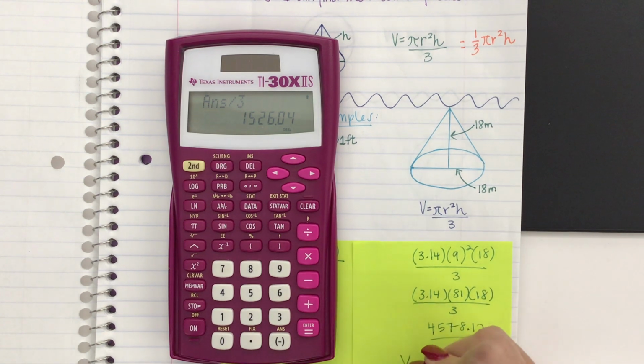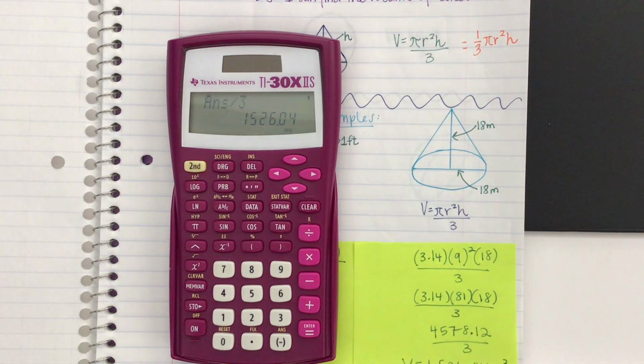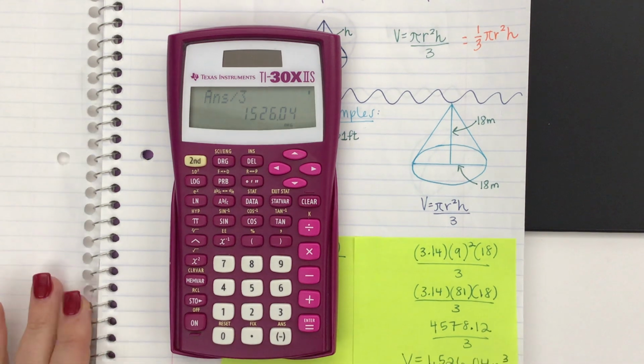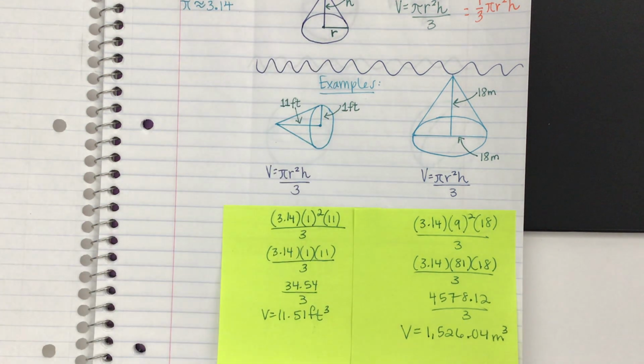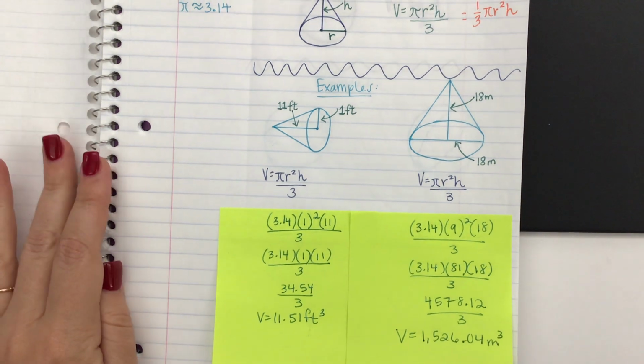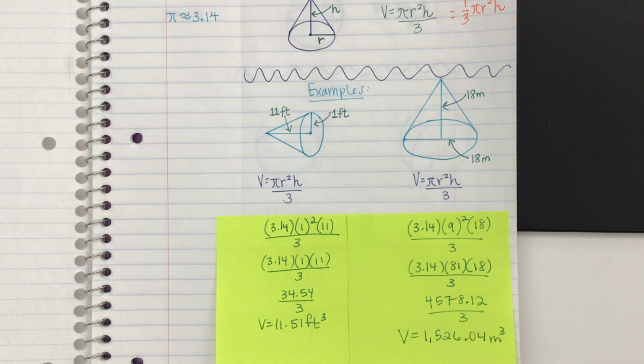So my volume for this cone is 1,526.04 meters cubed. Remember, you always label volume in units cubed. I'll go ahead and leave this up for just a second.